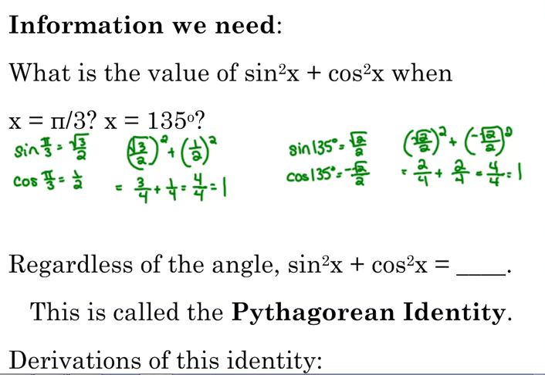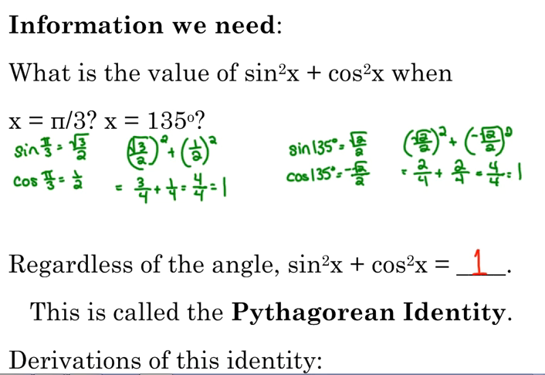That regardless of the angle, it doesn't matter whether it's pi over 3, 135, 11 pi over 6, 23 pi over 7, 0 degrees, it does not matter the angle. When you take the value of sine of that angle and square it and add it to the value of cosine of that angle squared, it is always, always, always going to equal 1.